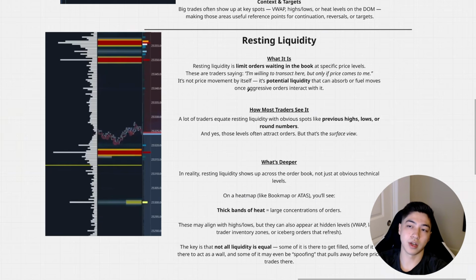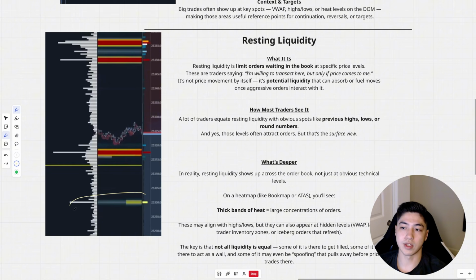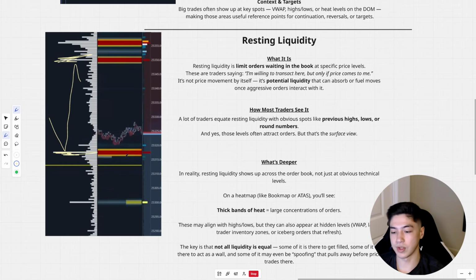Most traders equate resting liquidity with obvious spots like previous highs or lows, or round numbers, psychological numbers, like here at 25,300. We have orders sitting right here. Or let's say that in this scenario, there was a low here and there was a high here, and maybe orders were sitting right above the highs and orders were sitting right below the lows.